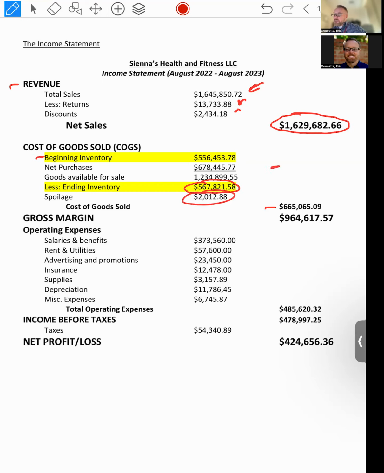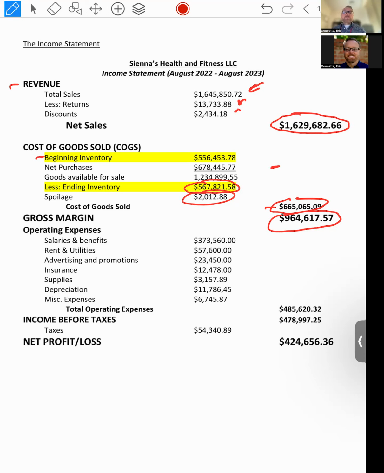So he subtracted this from that, and that came out to 964,617. That's her gross margin. That means that's what she made after she deducted all of her expenses for making the goods and selling the goods. We call that cost of goods sold.